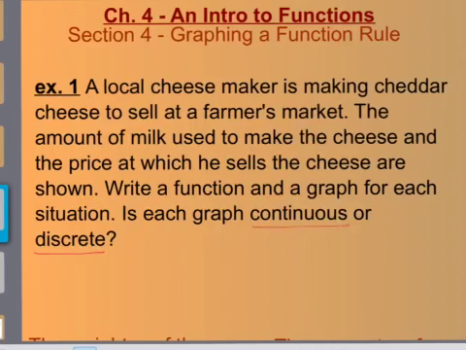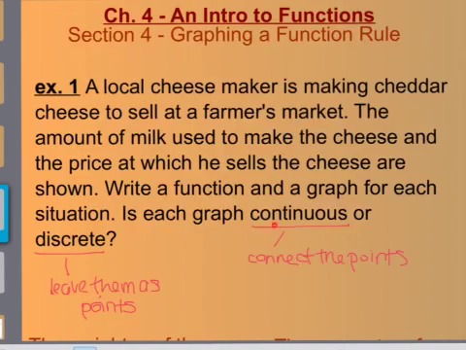So this is what I want you to make a note of here. Continuous means you connect the points. Discrete means you leave them as points. So in other words, are we talking about whole numbers, or are we talking about fractions? If we're talking about every number in between the points, then we connect them. If we're talking about just the points being answers, then we leave them as points. We don't connect them.